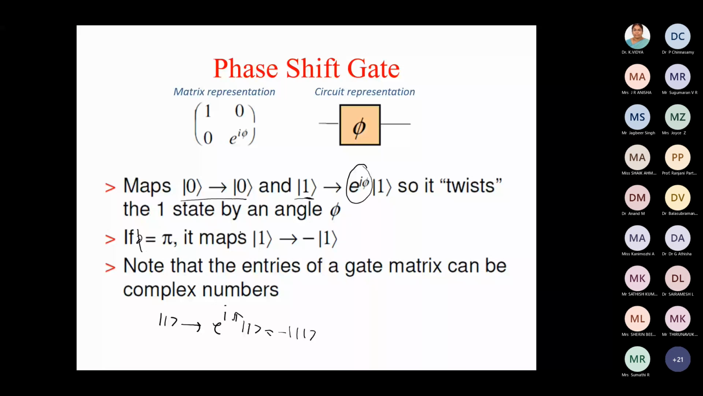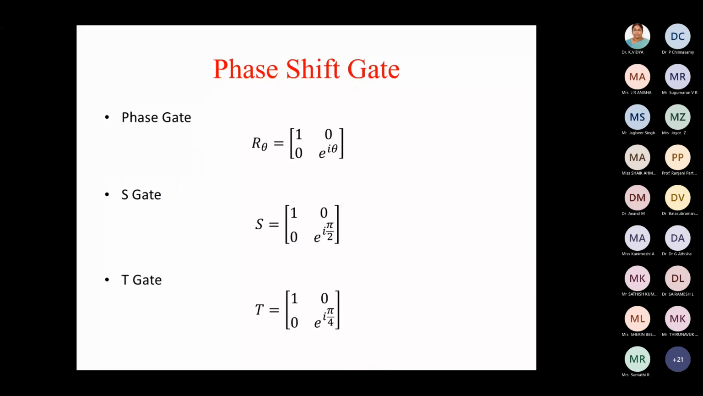If you put a particular value of phi, that is pi, this is called the Z gate. Then we will see it again. If you understand this, that is the matrix for a general theta or phi. If I put this angle equal to pi, then it is called the Z gate, and the matrix of that is 1 0 0 minus 1.